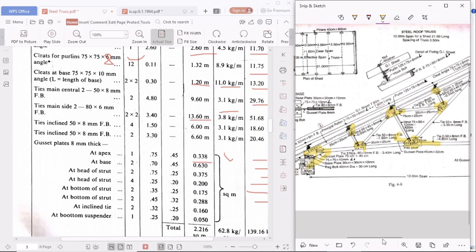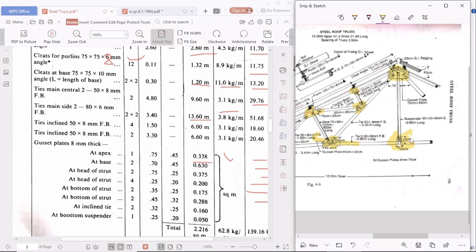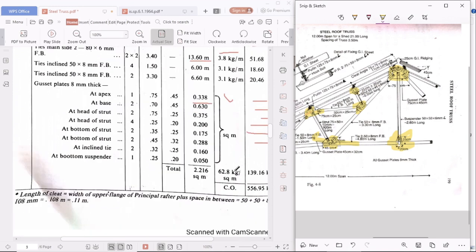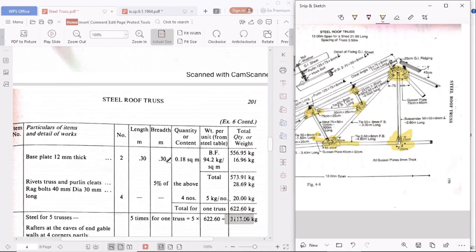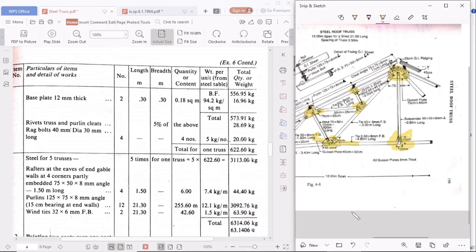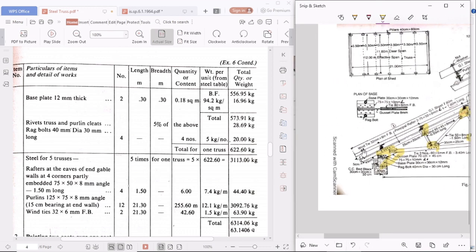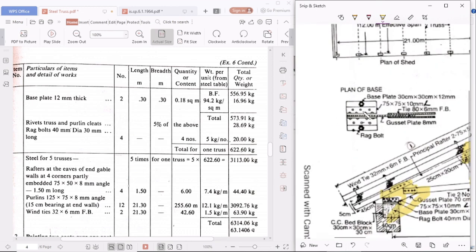So at the bottom suspender, we will take it as 1 because the center suspender is only 1 for the whole truss. Okay, so we saw how to calculate the gusset plate. Next we will take the base plate at 12 mm. So this is the base plate they have given. So this is the base plate. Okay, 30 centimeter into 30 centimeter into 12 mm. So here one section, another section 1.